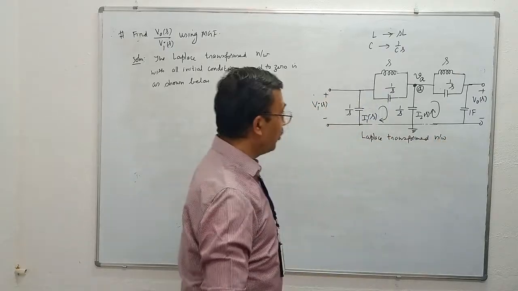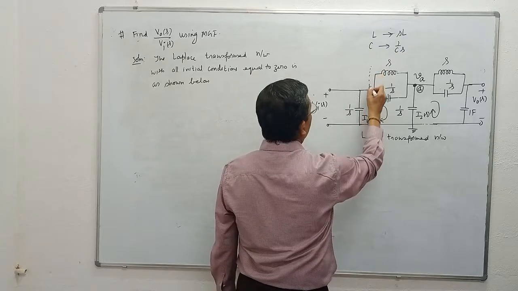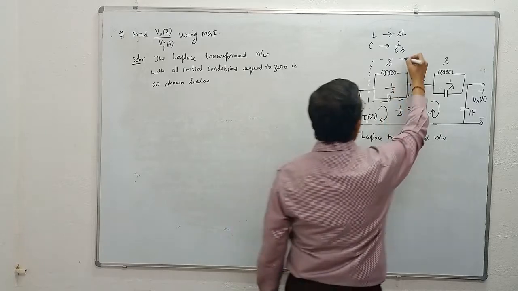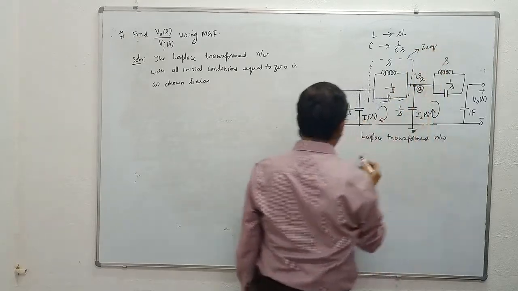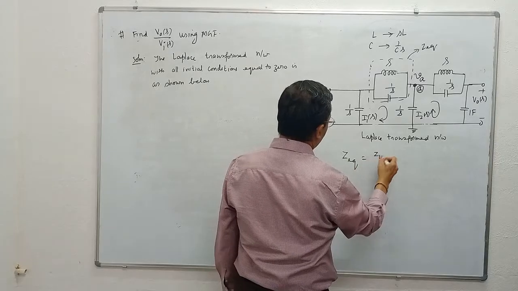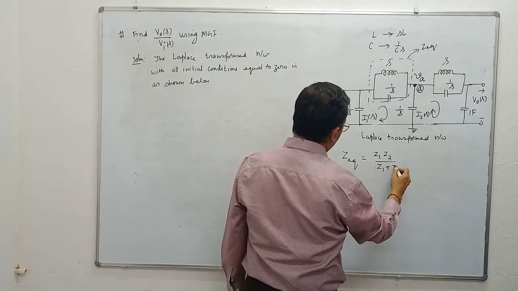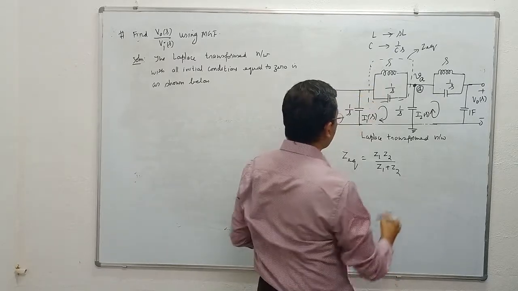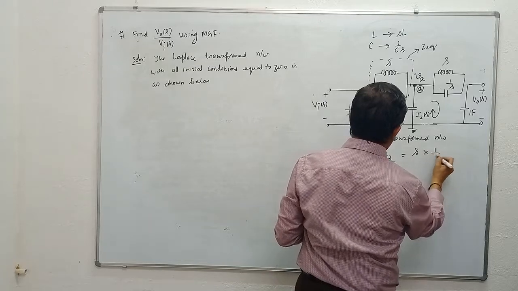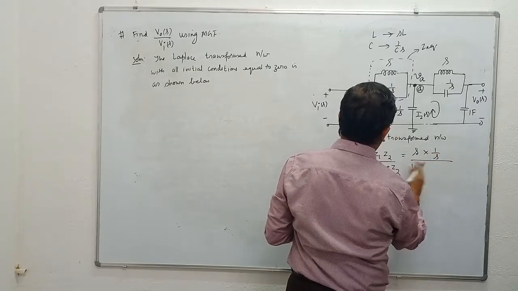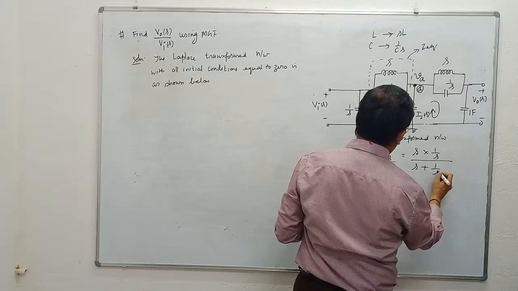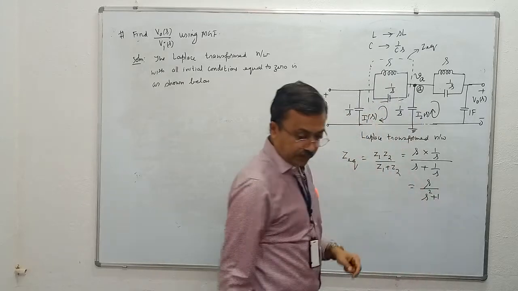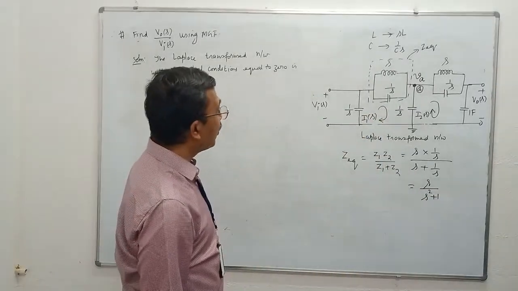If you have two impedances in parallel, what is the effective of these two parallel branches? Effective of these two parallel branches is Z equivalent. What is that Z equivalent? Z equivalent is equal to Z1 Z2 divided by Z1 plus Z2. Z1 is S, Z2 is 1 by S. So it is S into 1 by S divided by S plus 1 by S. So this is nothing but S divided by S square plus 1.